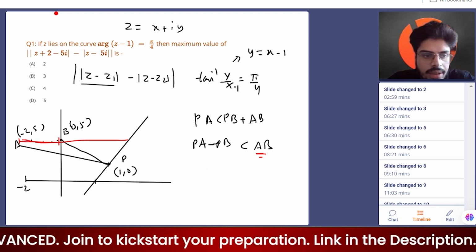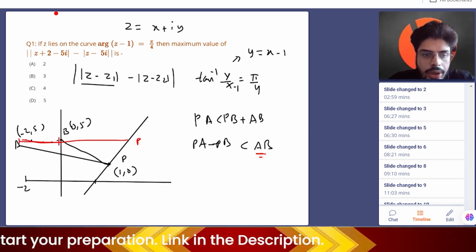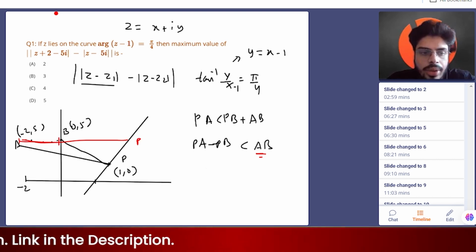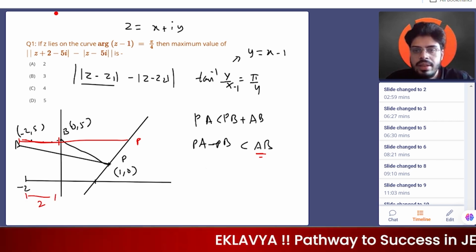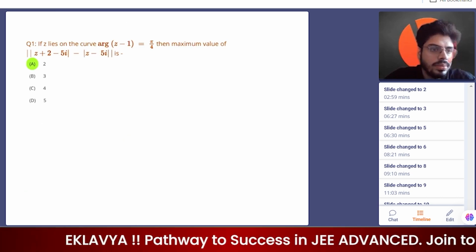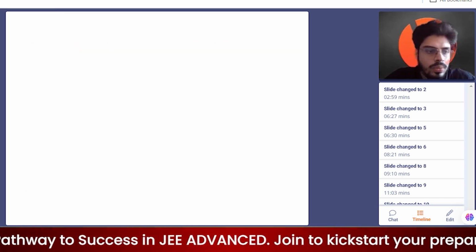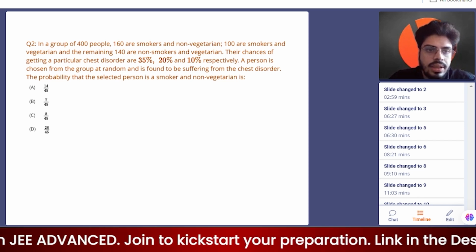This length AB. And the point P will reach here because P is an arbitrary point. So AB is how much? AB length is 2. This distance is 2. So your answer will be A, 2. Okay. Now let us see the second question.